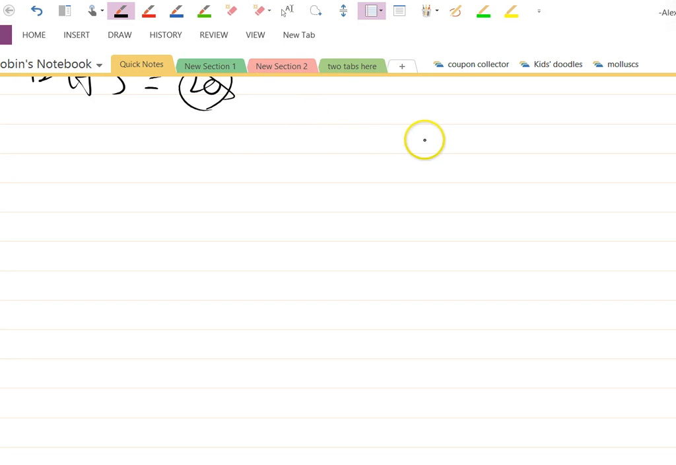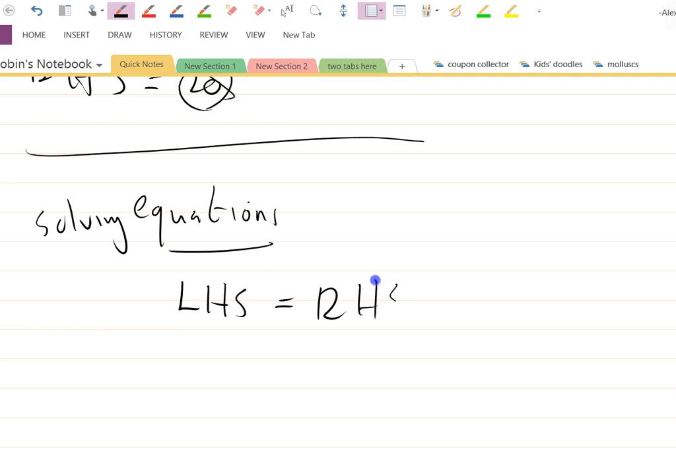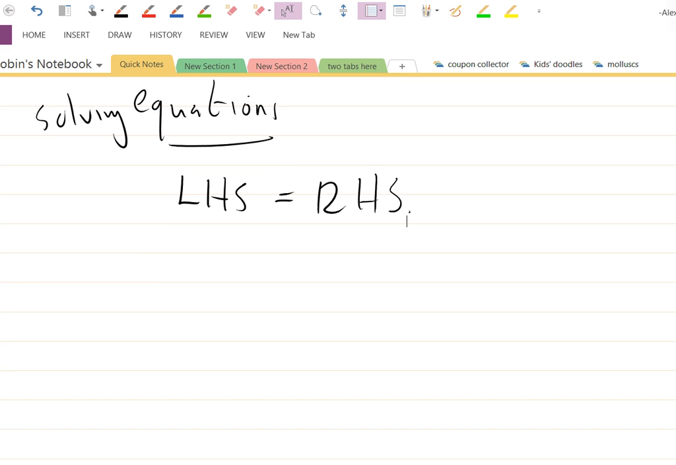Okay, I'm going to talk about solving equations. Solving them. Now an equation in this course is going to be something like this: the left hand side equals the right hand side. We'll talk about inequalities later, I guess, but the left hand side equals the right hand side.